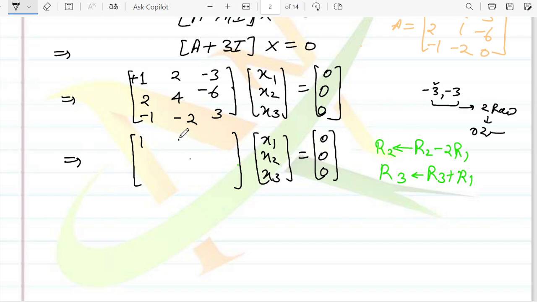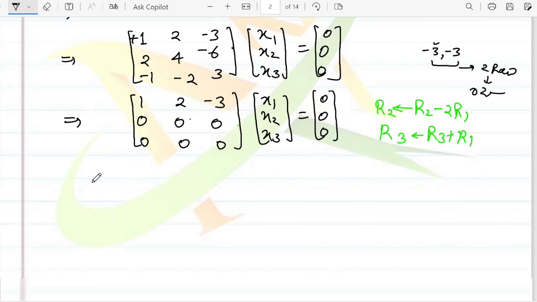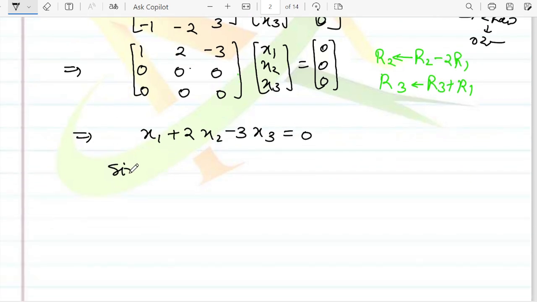Now 1, 2, minus 3, and the other rows are 0, 0, 0, 0. Therefore you will get x1 plus 2x2 minus 3x3 is equal to 0. Since equation is equal to 1 and variable कितने हैं भाई?